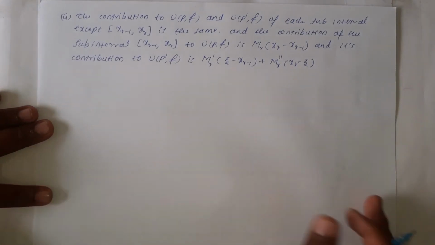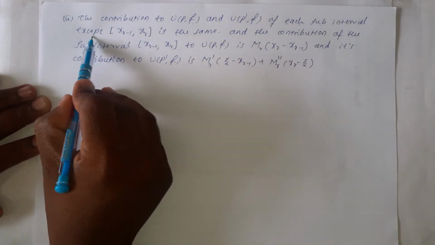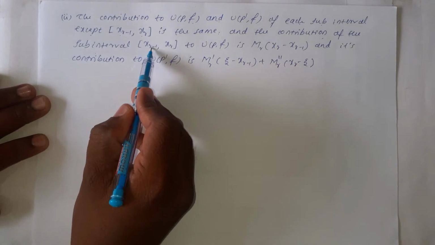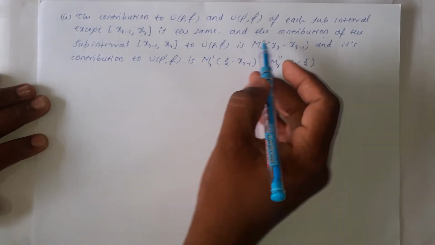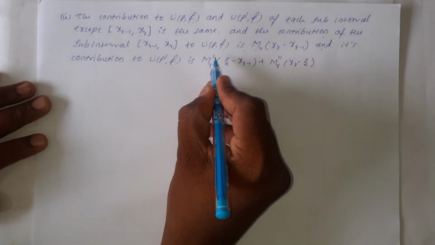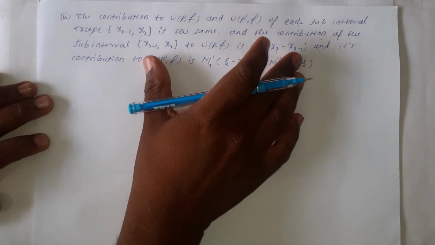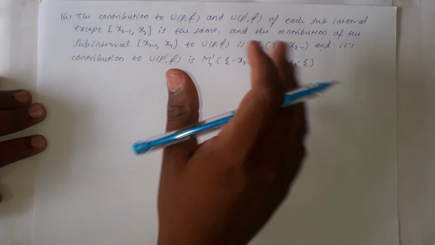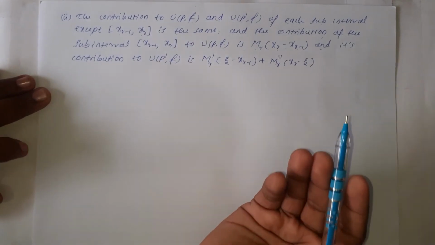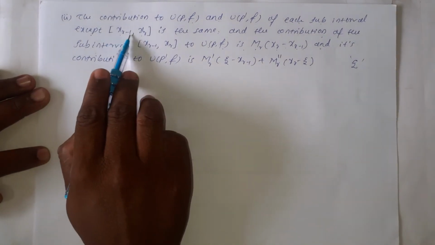Let us prove the second one. Here the contribution to U(P, f) and U(P', f) of each subinterval except x_{r-1} to x_r is the same. The contribution of the subinterval x_{r-1} to x_r to U(P, f) is capital M_r into (x_r minus x_{r-1}), and its contribution to U(P', f) is M_r' into (xi minus x_{r-1}) plus M_r'' into (x_r minus xi). That we have already explained in the previous result: the contribution of this interval will not be the same for U(P, f) and U(P', f), because xi will be the extra point in the partition P' in this interval, x_{r-1} to x_r.